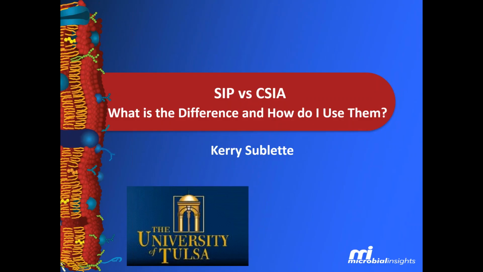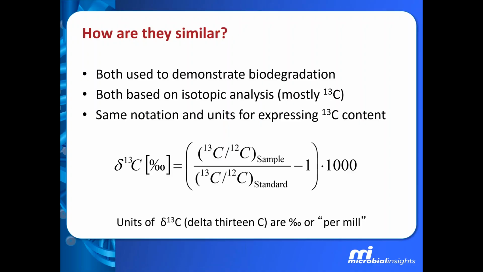Thank you, Dora. As Dora was saying, we're talking about two stable isotope techniques today. One is stable isotope probing, and the other is compound-specific isotope analysis. What I hope to do today is to clarify the differences between these two techniques and to talk about when one technique might be preferred over another, what the advantages are, what the limitations are. In other words, as the title says here, what's the difference and how do I use them?